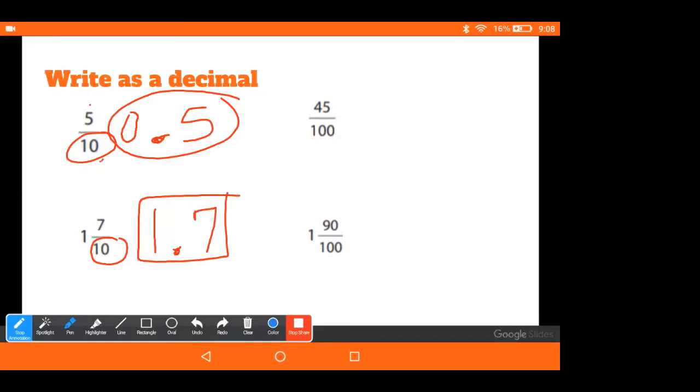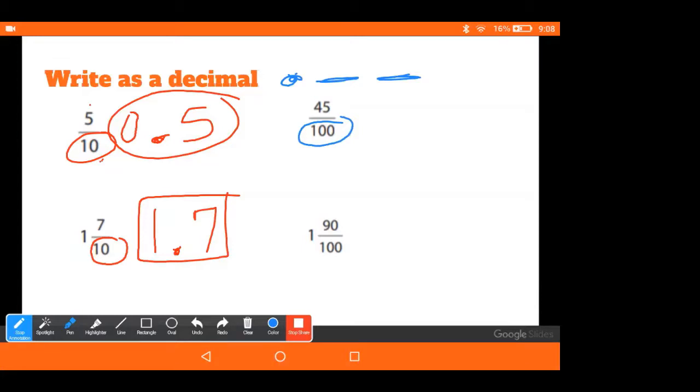Okay. Let's look at these other two with hundredths. Now my denominator is 100th. Now 100th is the second decimal place. So if I have a decimal, my first one is the 10th, my second one is the 100th. And they go on and on and on. But for right now in 5th grade, 100th is as far as you have to go. You'll learn the rest later.